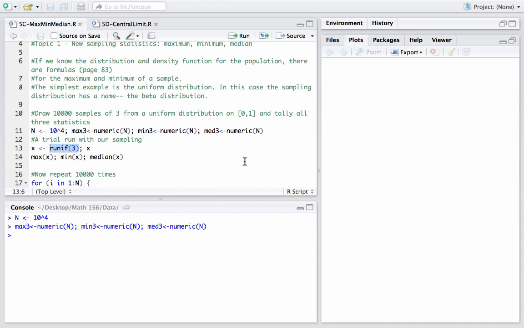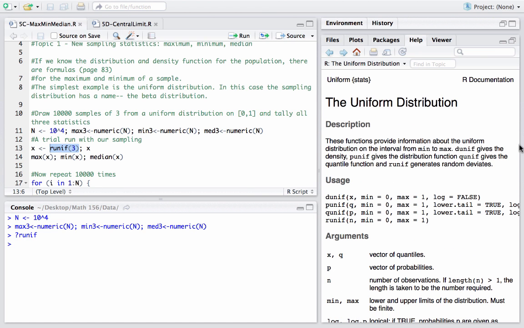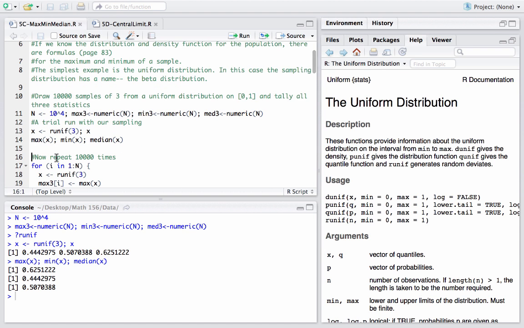As always, if you want to know what a function does, call up the help. So this is functions surrounding the uniform distribution. R is random draw. The first argument, n, is the number we want. And by default, its range is 0 to 1, which is perfect. So if we just run that, we get some values in x, and we can store the max, min, and median.